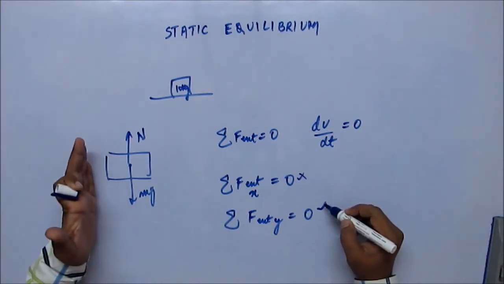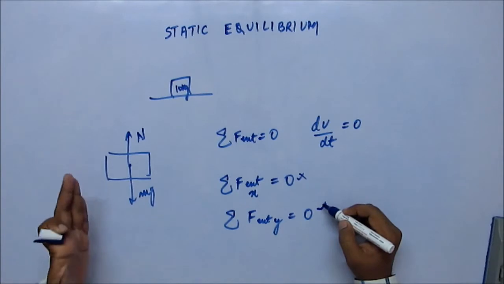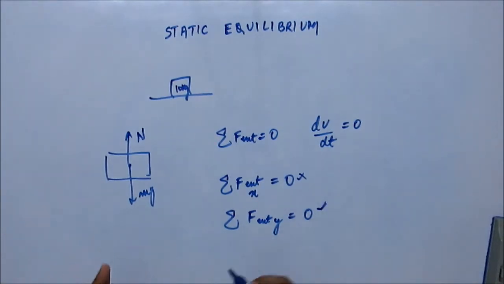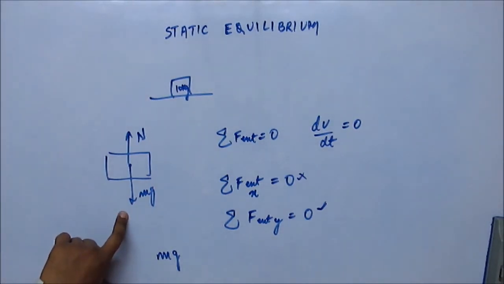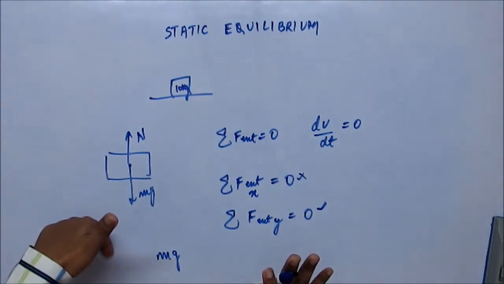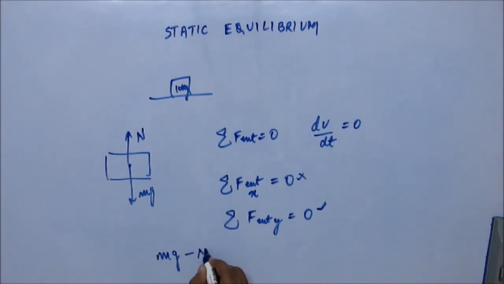There are only vertical forces, so that means the summation of all the external forces in the vertical direction would be 0. So we write mg. If we take mg as positive, forces are vectors, remember. You have to put them with sign. If the downward direction is positive, then the normal reaction is negative. Mg minus N is equal to 0. The sum of net external forces should be 0. That's what Newton's first law tells us.